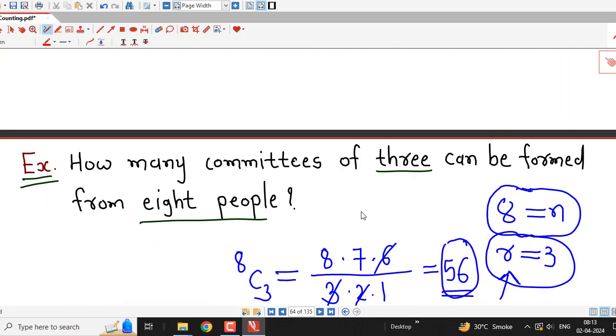So here we have to decide whether this is a problem of permutation or combination, and that depends on the order. We have to decide whether order is important in the given problem or in the arrangements which we want to construct. If order matters, then we will use permutation. If order does not matter, then we will use combinations. So we have to decide whether we have to use nPr or nCr.